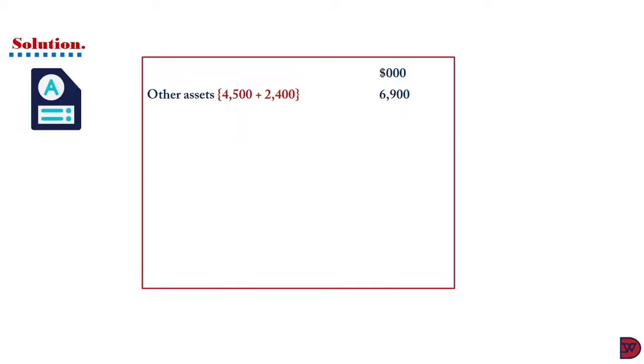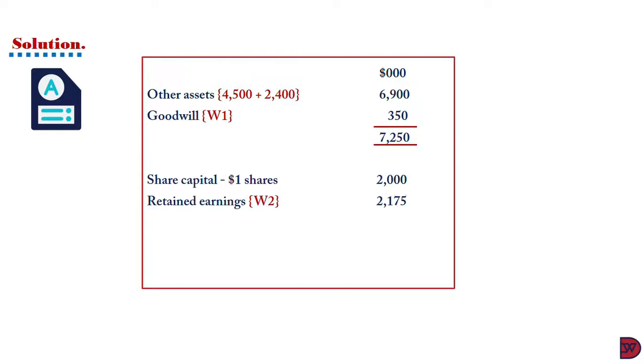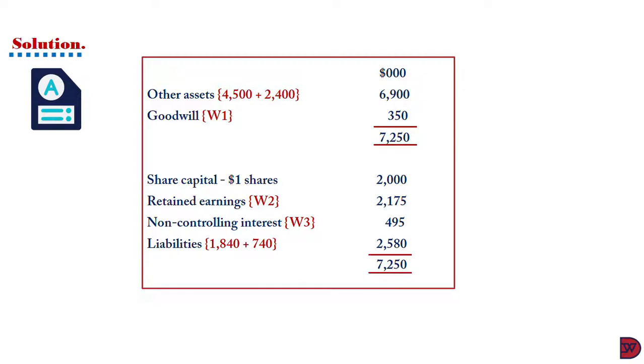For the solution, the other assets will provide a value of $6.9 million. The goodwill, which will show the calculations very soon, will provide a value of $350,000. The investment again will be ignored as a matter of principle in the preparation of group accounts. The total asset column will be $7,250,000. Now, the equity column will only list that of the parent, $2 million. Retained earnings, the workings will be provided very soon, $2,175,000. The non-controlling interest, which the working will also be shown soon, $495,000. Then the liability also will be $2,580,000. The total column also will be $7,250,000.